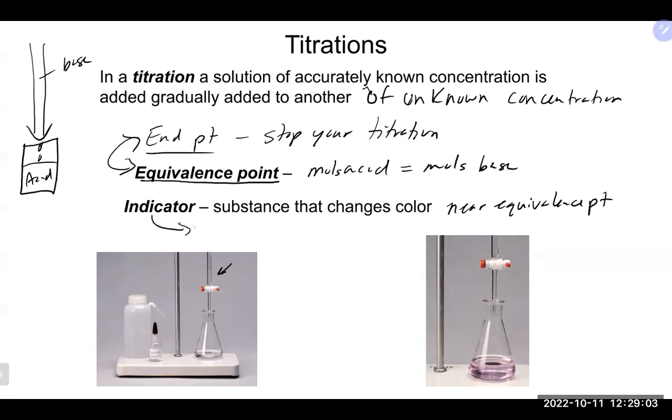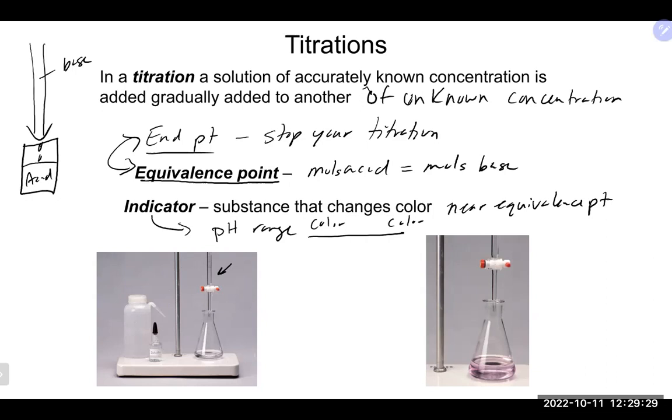Indicators pretty much work over a pH range. They work over a specific pH range where they have different colors depending on what the pH of the solution is at that point. So typically you want to pick an indicator, as we'll talk about, that will actually change color near your equivalence point.